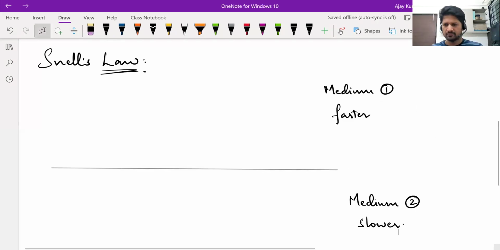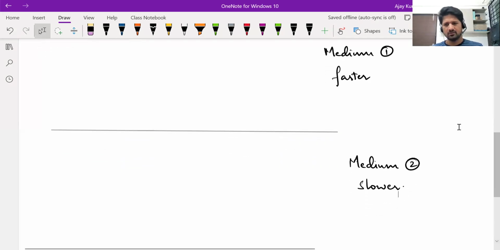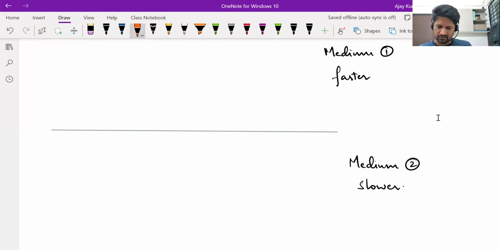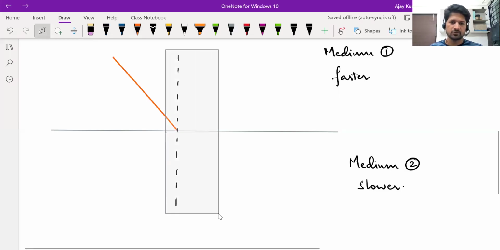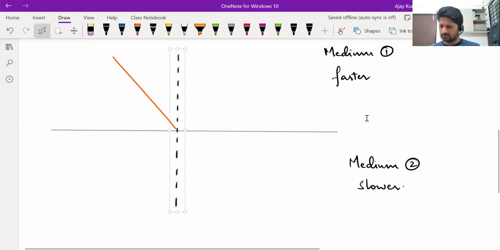Based on the medium, the speed of light, not just light, the speed of waves will vary. Now, usually what we observe in refraction is that when light is incident on the interface between two media, at the point of incidence, it bends. Depending on the speed of light in the medium, it could bend towards the normal or away from the normal. So basically, we have to explain the bending of light in terms of Huygens wave theory. Let's see how that was done.